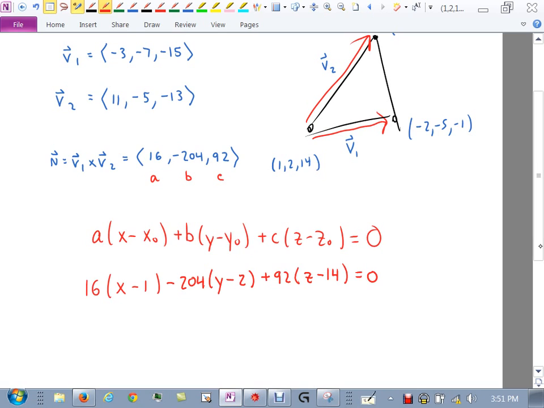All right. Now what we could do is distribute 16 through, distribute negative 204 through, distribute 92 through, collect all our constants, but we won't even go there. I would expect that on a test for you to take it the rest of the way, but that's good enough there. I think we've exhausted the idea here. All right. Any questions? If somebody gives you 3 points on a plane, you can find the equation of the plane. Yes?